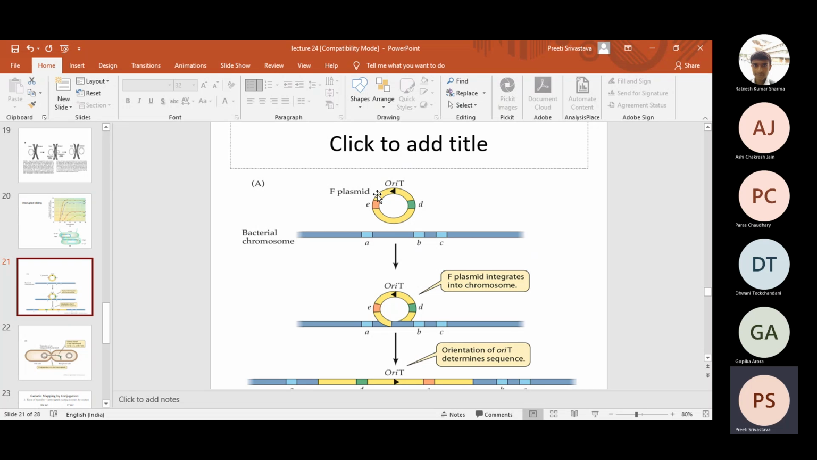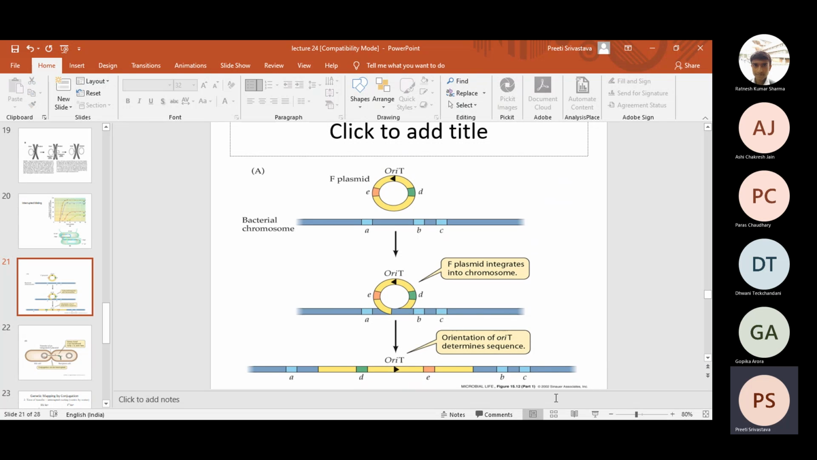This is a typical diagram to show you how exactly this recombination takes place. This is the origin of transfer, and this is the F plasmid. Here is the bacterial chromosome, with A, B and C as the markers. For example, the recombination takes place here, so the origin of transfer is here. You see the way it is integrated, you have E and then followed by D in another figure.